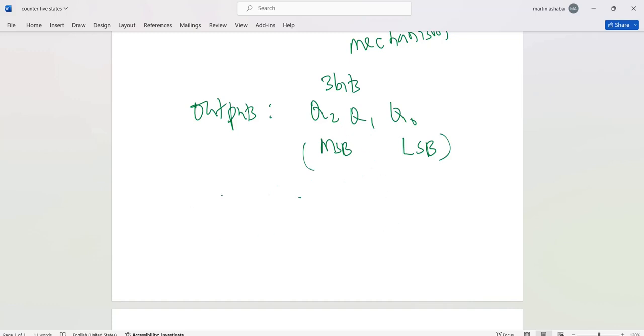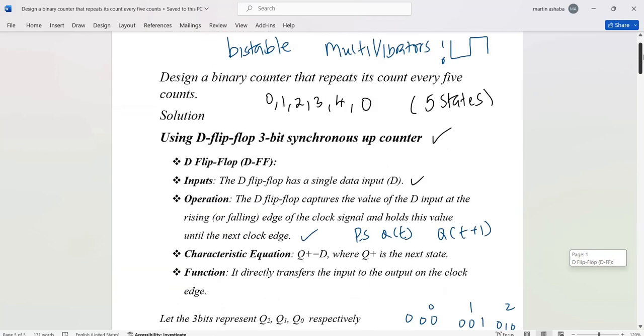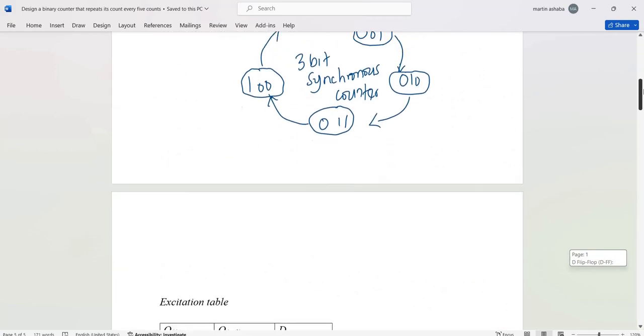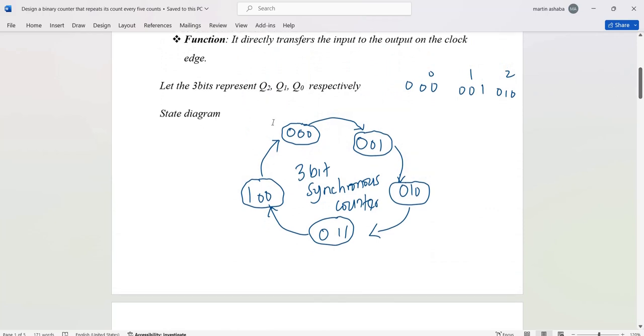During the process of designing, we are going to look at a number of things. I had already earlier on solved this problem, so I'm just going to go right away through the design. Then we rush to our Multisim and simulate this. So this is our state diagram.